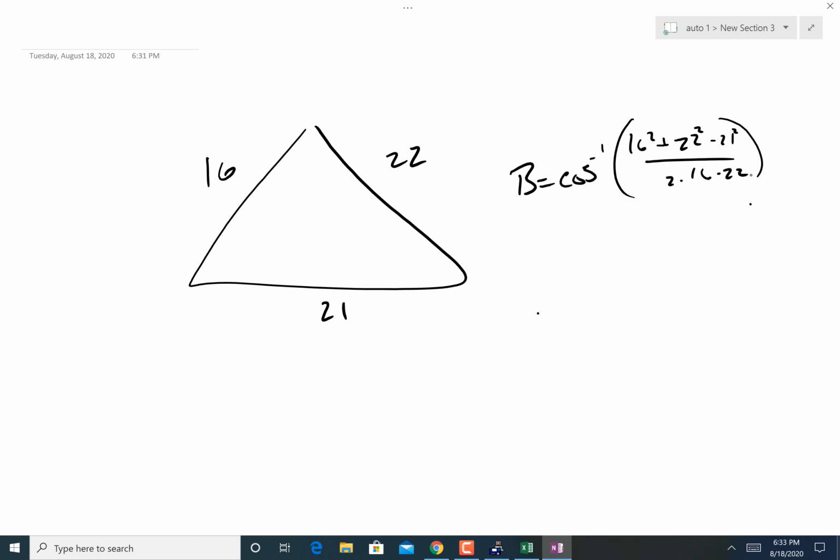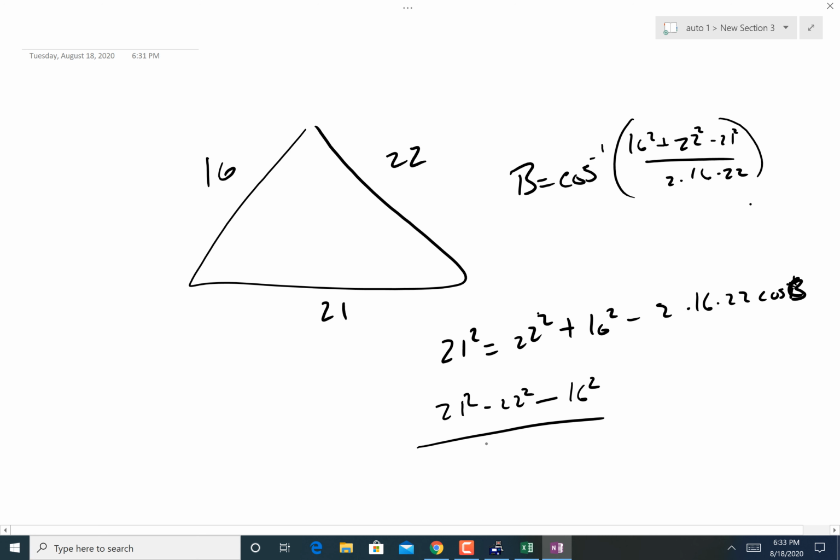Trying to think how you use that. I don't know. Let's find out. So you had 21 squared equals 22 squared plus 16 squared minus 2 times 16 times 22 cosine of B, rather, right? So if I do this, it should be 21 squared minus 22 squared minus 16 squared over negative this, which will come out the same as what you have. It just looks weird the way you did it. Does that make sense? But yes, it'll still give us the same answer.